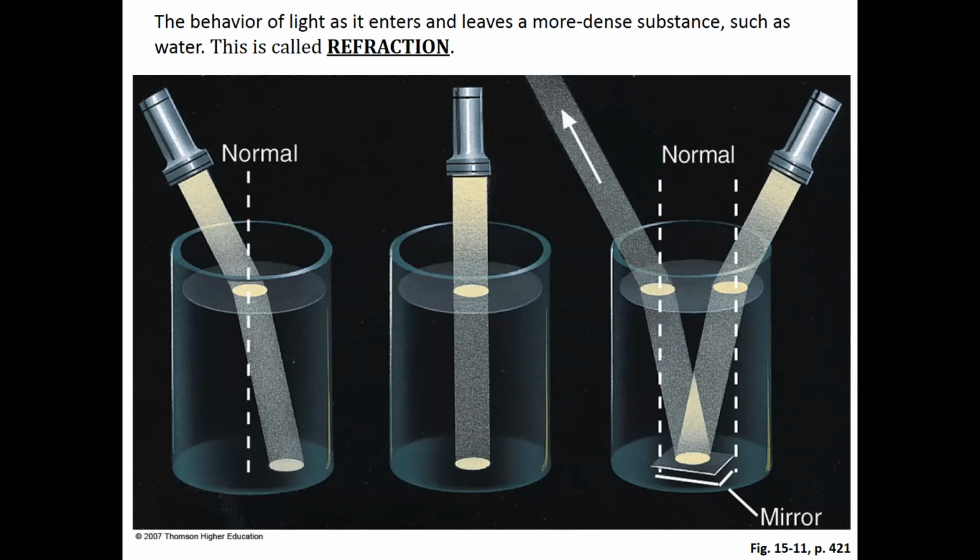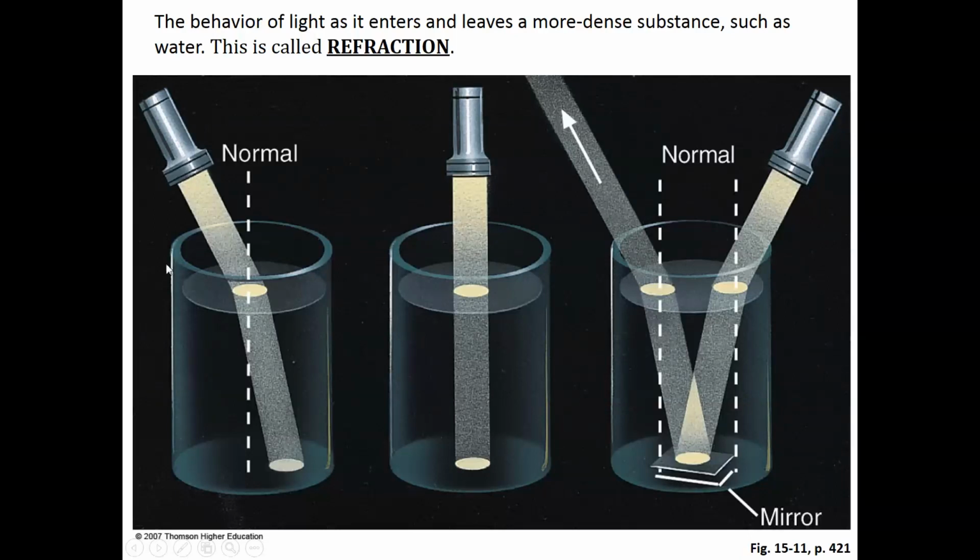So the idea here is that if light transitions from one medium to another by going straight through, meaning that the beam of light is traveling perpendicular, at a 90-degree angle, to the boundary surface between one medium and another medium, it just travels straight through. Its angle doesn't change, its direction doesn't change, nothing changes.